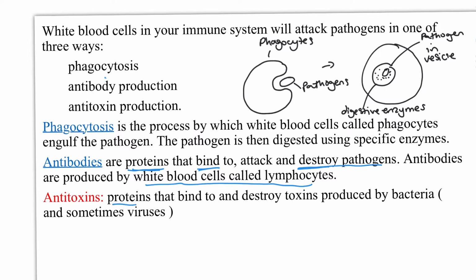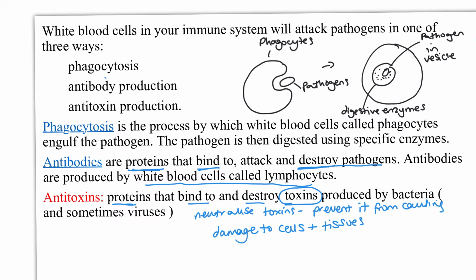They are also proteins, but instead of binding to the pathogen itself, they bind to toxins and neutralize that toxin. For instance, many bacteria produce toxins. The cholera toxin disrupts the lining of your small intestine. It's what gives you diarrhea. The Botox toxin disrupts your nerve cells and causes you to be paralyzed.